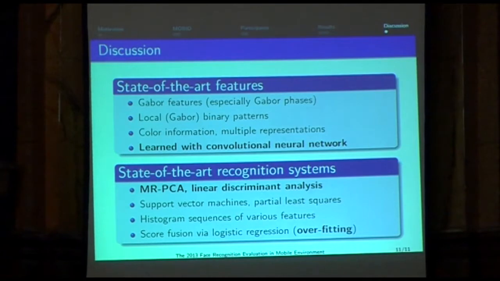And on top of these features, there are different state-of-the-art face recognition algorithms. The best one is clearly the multi-representation PCA, and also linear discriminant analysis showed quite good performance. But we also had support vector machines and partial least squares algorithms. We had histogram sequences of various feature types, which seem to be very popular recently. And the score fusion was done with logistic regression, but as we could see, this leads to quite some overfitting in the evaluation set.